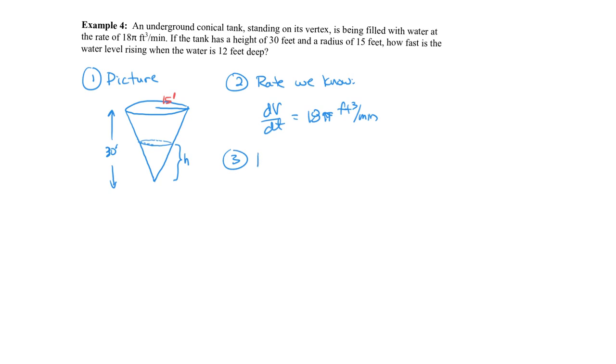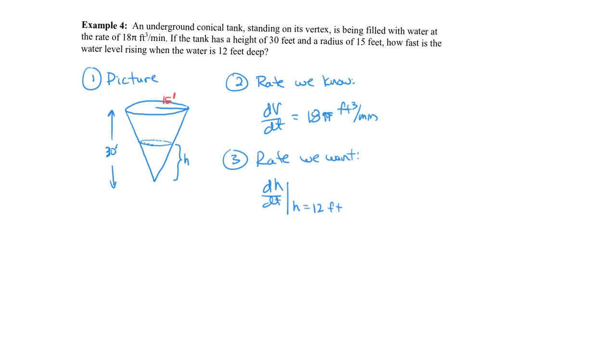And then step 3, what is the rate we want? What are they asking us for? Well, they are asking us how fast is the water level rising when the water is 12 feet deep? So this is being filled, so this water level is going up. So they're asking us about how the height is changing, right? The water level. So they're asking us for dh/dt at the point where h equals 12 feet.